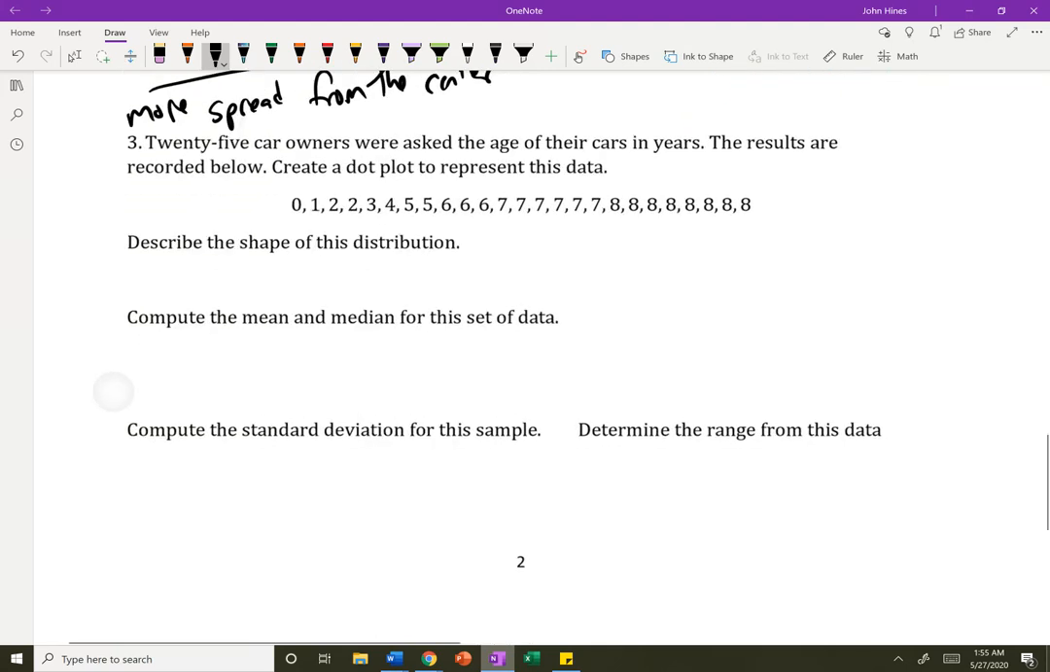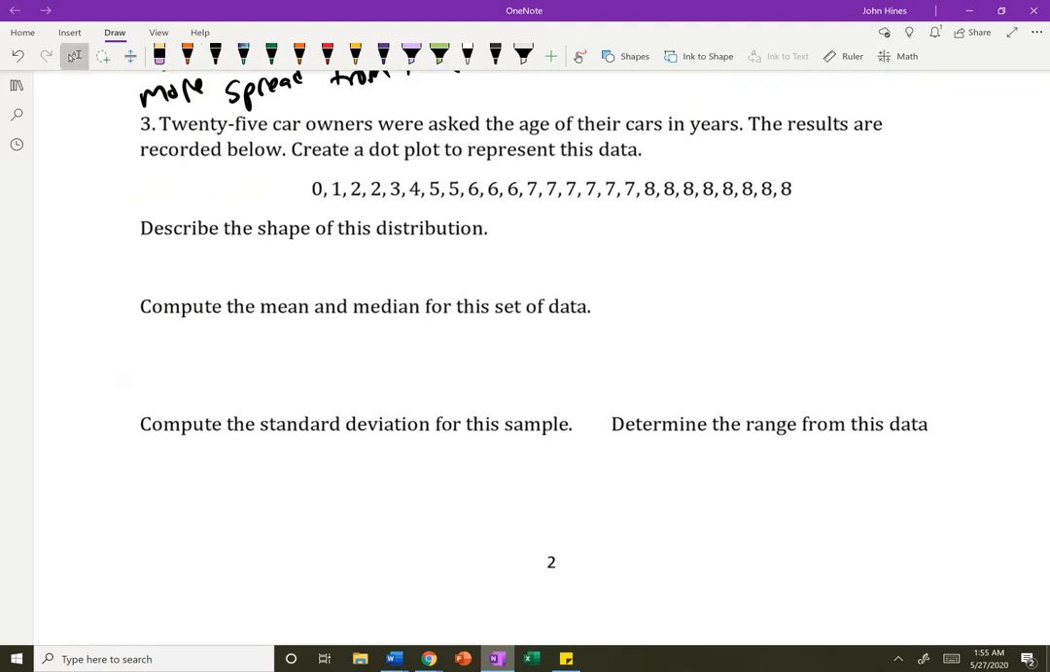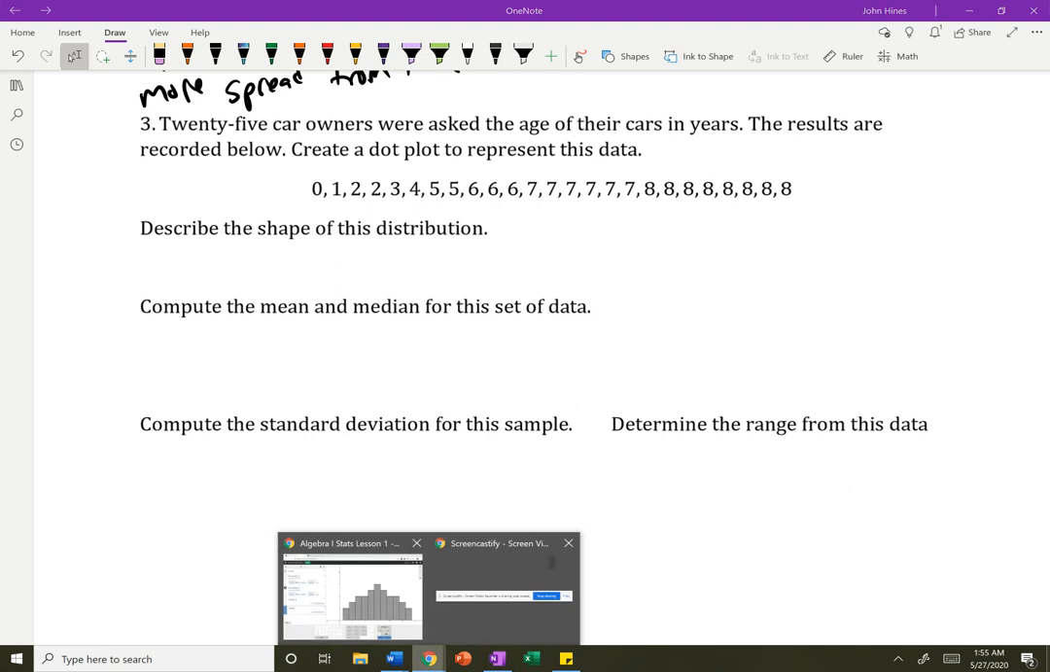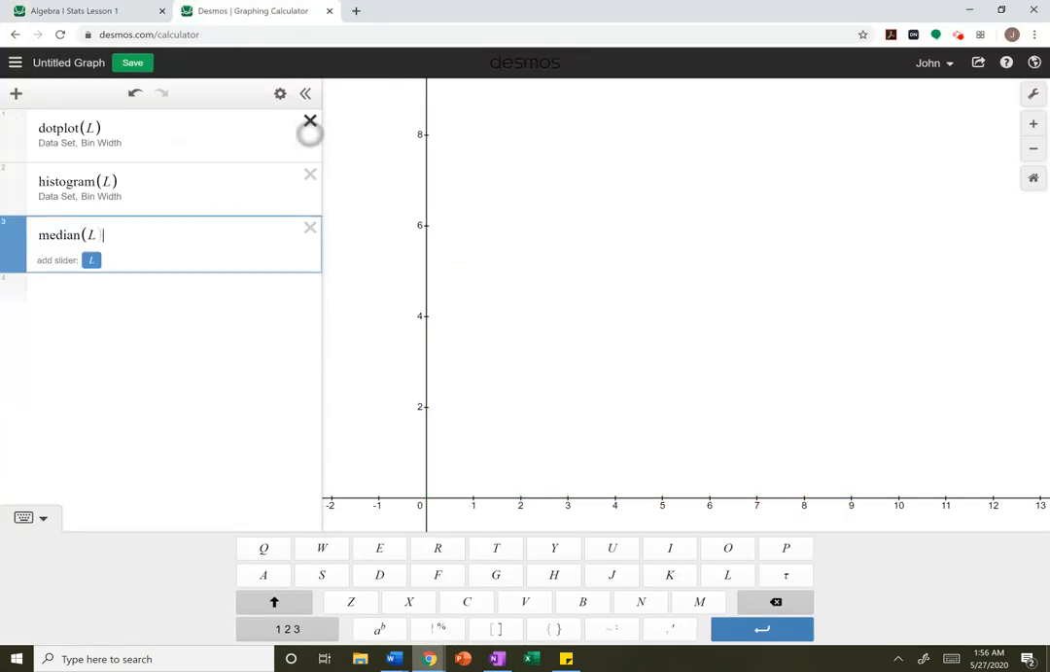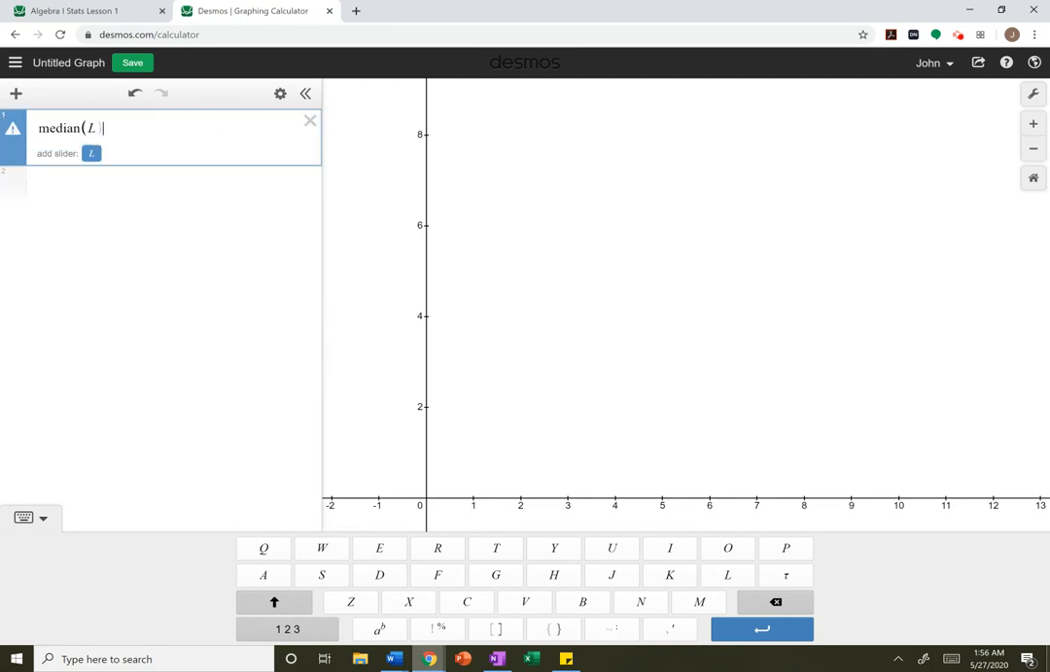So we'll do a practice problem, then I'll see you in the next video. So 25 car owners were asked the age of their cars. The results are recorded below. Create a dot plot to represent this data. So let's go to Desmos and create a dot plot here. So I'm going to clear out everything I already did.